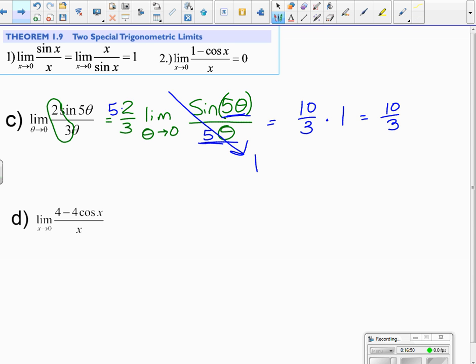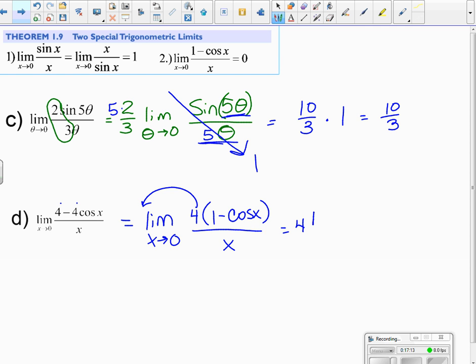All right, letter D. Maybe we'll make this our last one. First thing that catches my eye is I got a 4 and a 4. So I think I'll do some factoring here, pull that GCF, and I've got 1 minus cosine of x over x. Now this 4 is a multiplier, so let's swing it out front. So we're left with 4 times the limit as x approaches 0 of 1 minus cosine x over x.